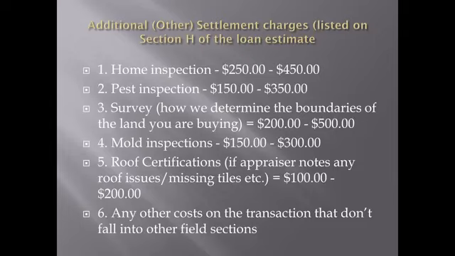Now, what's something that would notate a roof certification being needed? If the appraiser notes anything that's wrong with the roof, missing tiles, anything like that. Any other costs on the transaction that don't fall into the other field sections are always going to be listed in Section H.